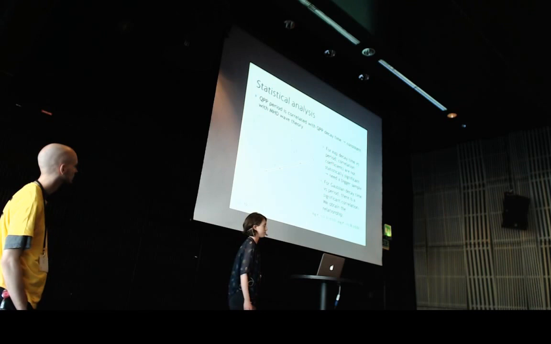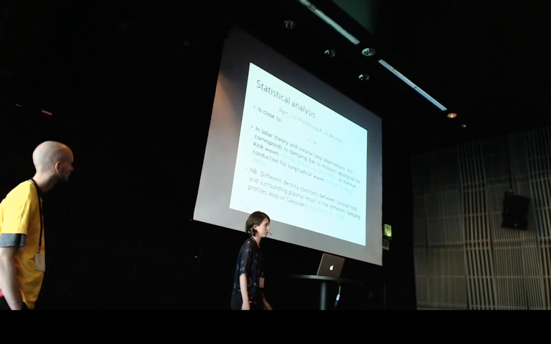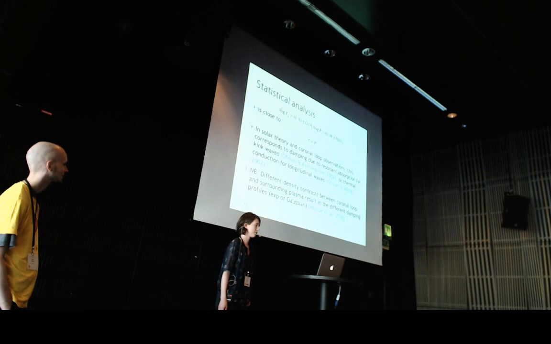And if we do a simple linear fit in log-log space, we get the expression at the bottom there. And that expression is very close to the decay time being proportional to the period. This is consistent with solar theory and observations. It's due to damping by resonant absorption for MHD kink waves or thermal conduction for MHD longitudinal waves. And just a note that the different density contrast between the coronal loop and surrounding plasma results in the two different damping profiles, because it's the same mechanism.